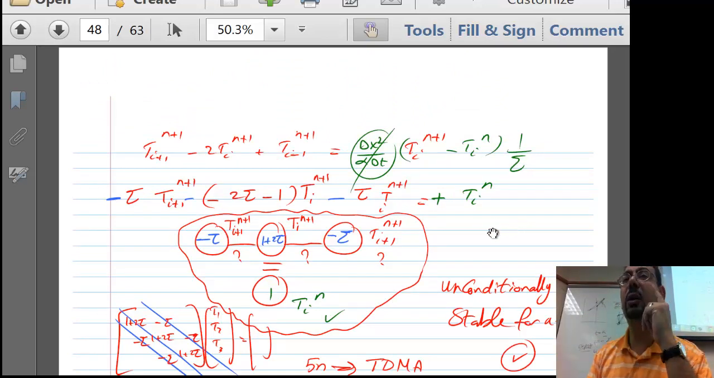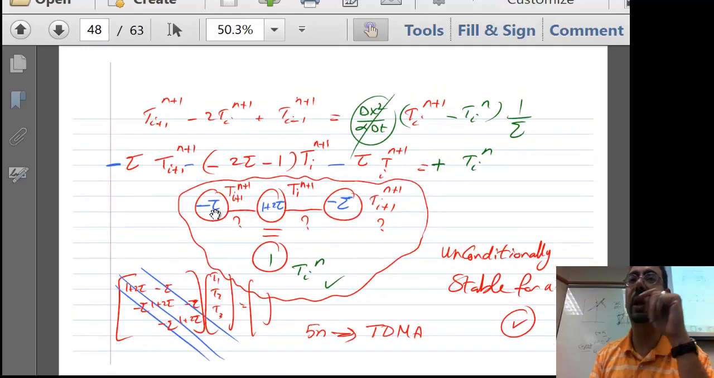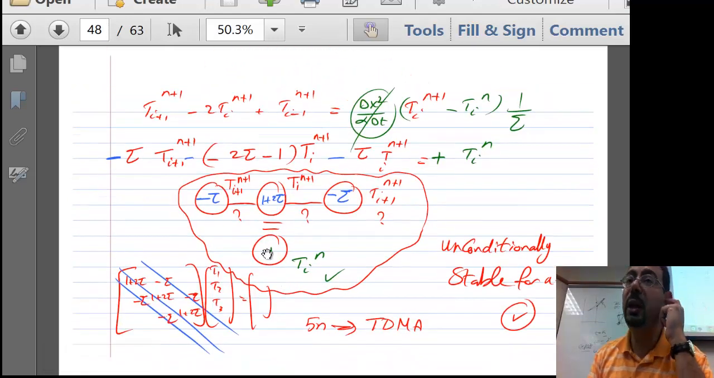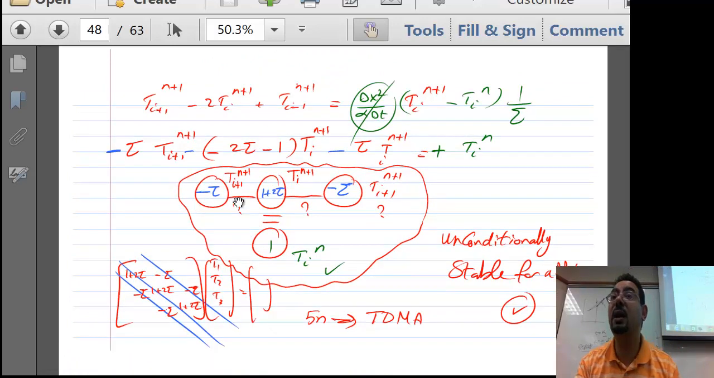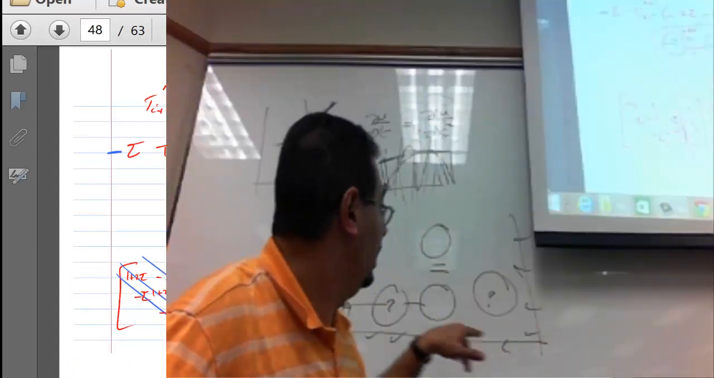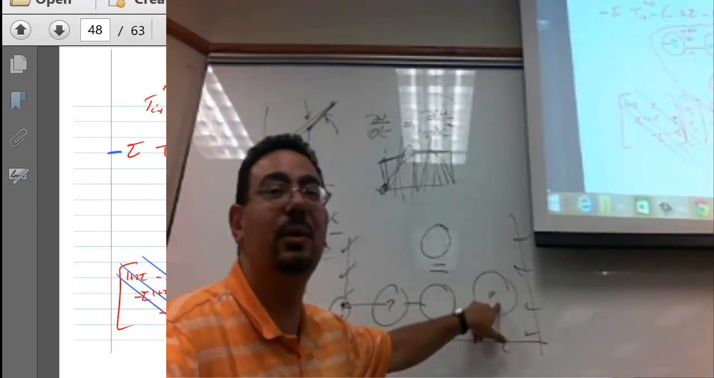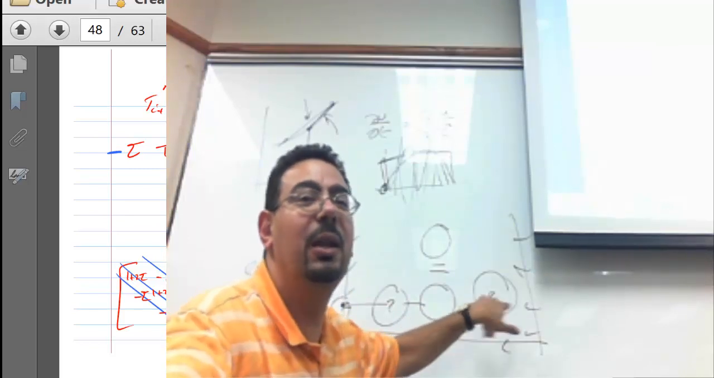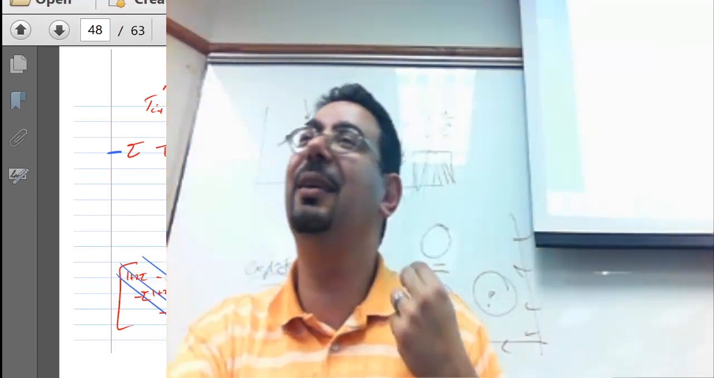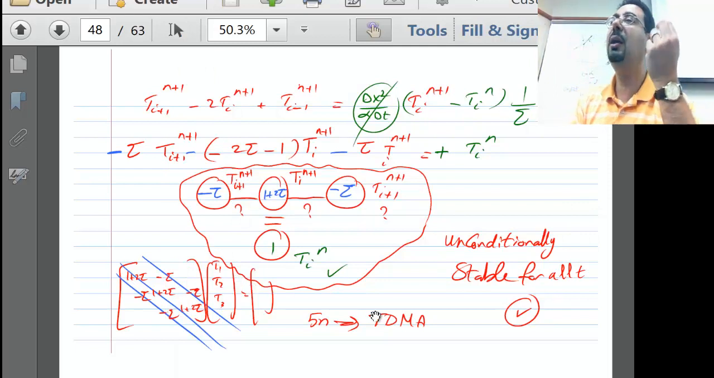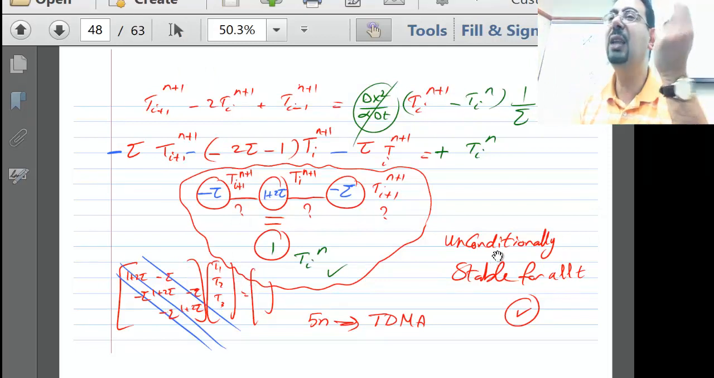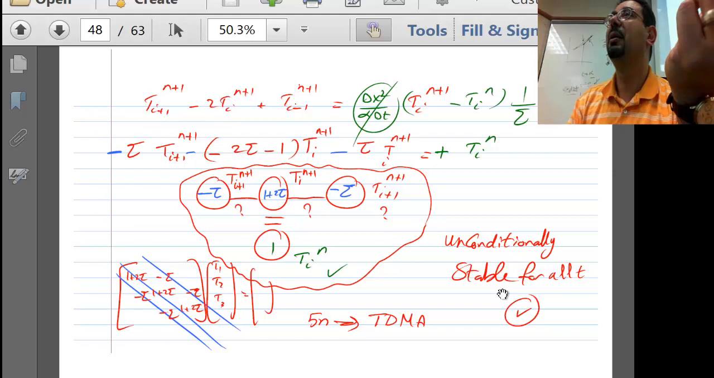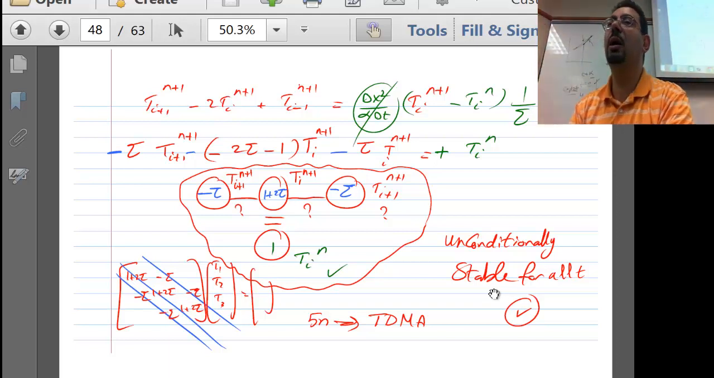So here is what's going on. Again, this is the formula. It looked like this. I'm just cleaning it up. When you clean it up, the molecule looks like this: minus tau, 1 plus 2 tau, minus tau. Unlike the tau, 1 minus 2 tau, and tau, this time it's minus tau, 1 plus 2 tau, and minus tau. And you can immediately tell why it is unconditionally stable. No matter what, it's stable. Why?